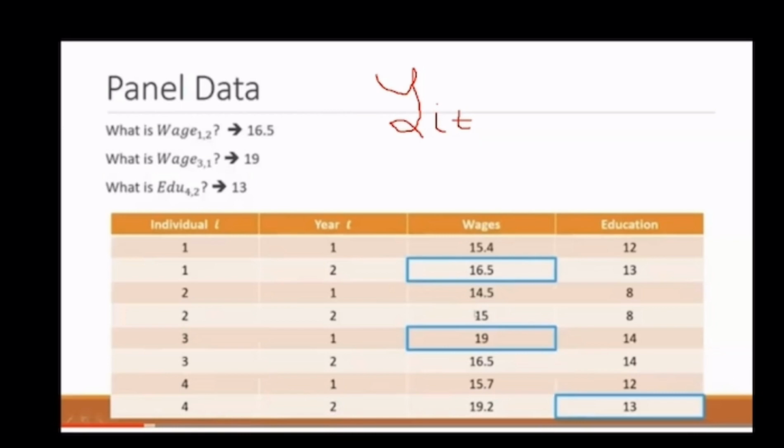Now, for instance, if I'm talking about wage 1 subscript 2, it means I'm talking about individual one at year 2. Does that make sense? And that is going to be 16.5. You need to first get yourself familiar with that. Any question on that? Super easy, right? Now, wage 3-1, that's going to be 19. Wage 4-2, that's going to be 13. Is there anybody who has a question on this slide 7 before I move on?